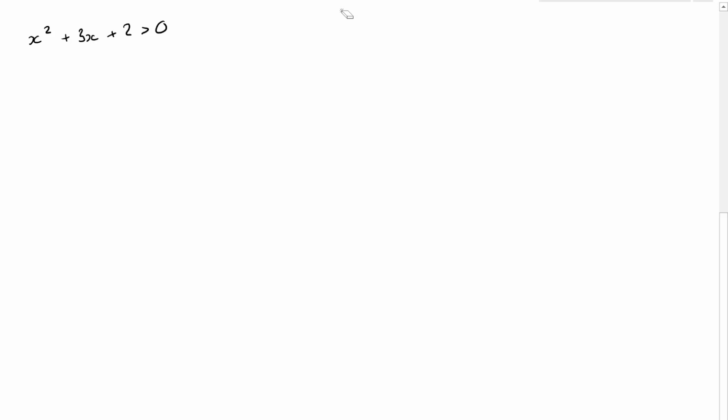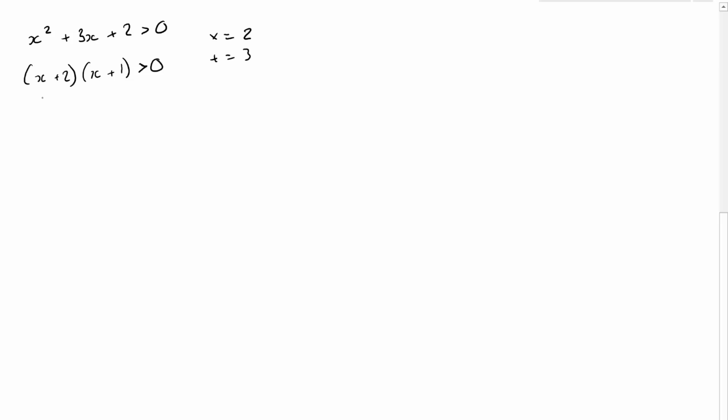The way we would solve this usually would be to factorize it. To factorize it, we need to find two numbers that multiply to give you 2, but add to give you 3. Those two numbers, in this case, would be 2 and 1. So we're going to have this factorized to be x plus 2 and x plus 1, and that whole thing is greater than 0. What we've said before is that we can treat these inequality symbols as if they were equal signs, so that's what we're going to do.